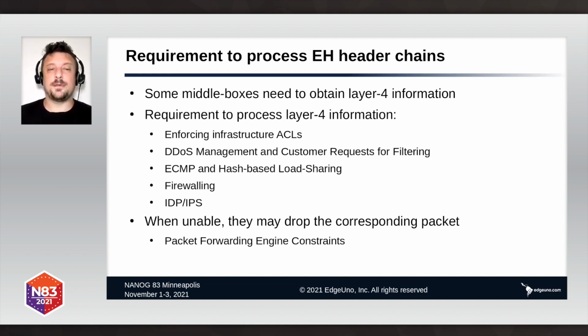First one is to enforce infrastructure ACLs, okay? So you might have your network infrastructure and you want to essentially implement ACLs to protect your own infrastructure. That means that you might allow traffic to some of your devices for specific protocols, but not for others. And obviously, the only way in which you can tell which protocol you allow and which protocol you don't is by looking at the layer 4 information. Typically, the well-known port of the service that you want to allow or filter. So that's one of the reasons.